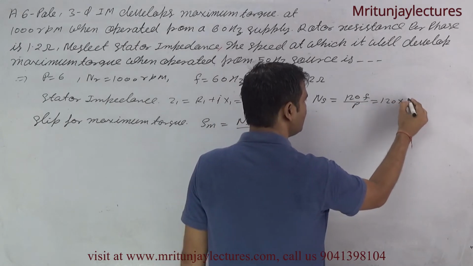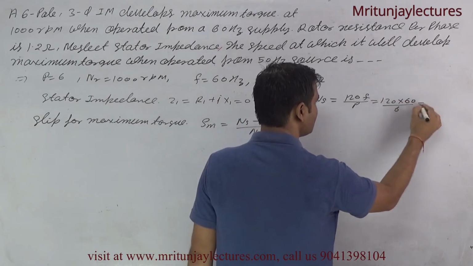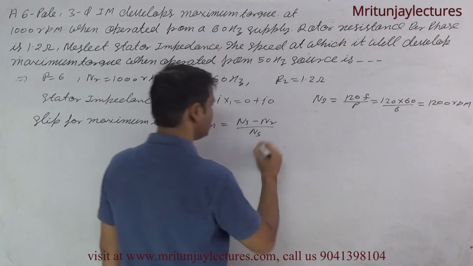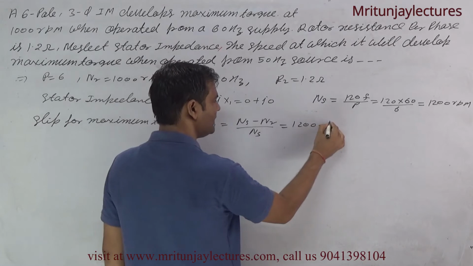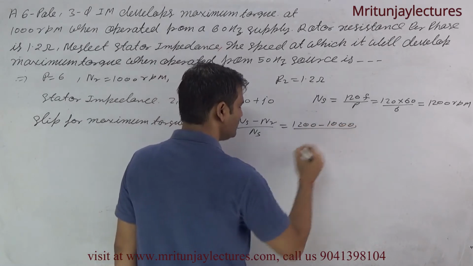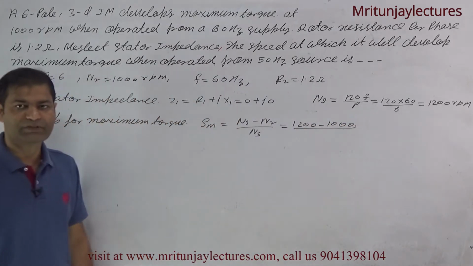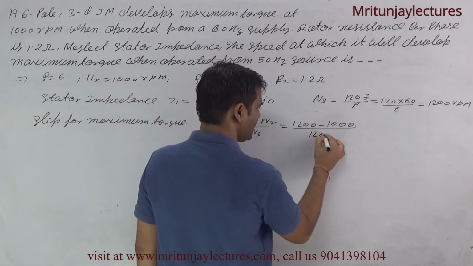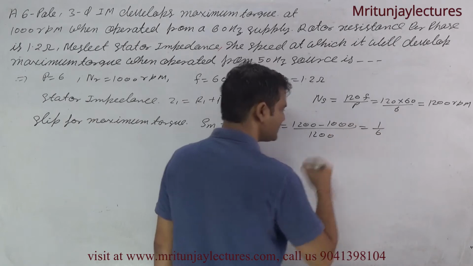Clear? Slip for maximum torque: if the supply is 60 Hz, then Ns is 120 F by P, that is 120 times 60 Hz divided by 6, that is 1200 rpm. Now 1200 minus 1000, because Nr is 1000 for maximum torque. That's why it is written as 1000. So we got 1 by 6.